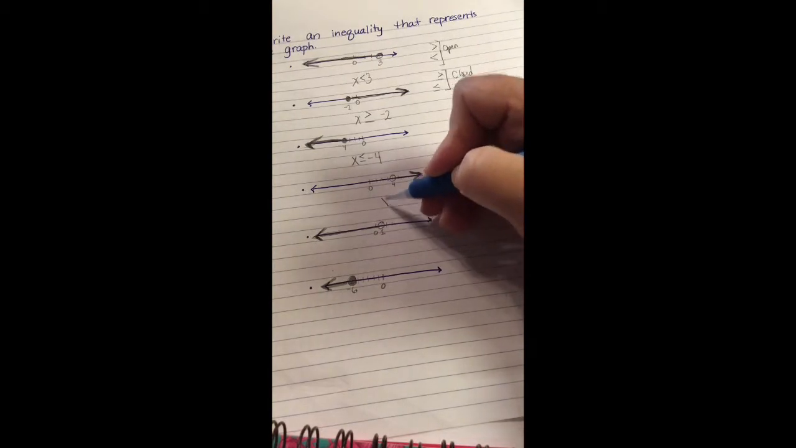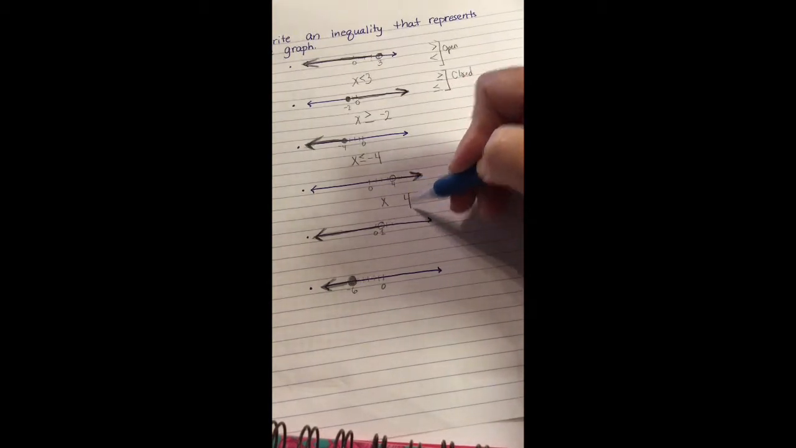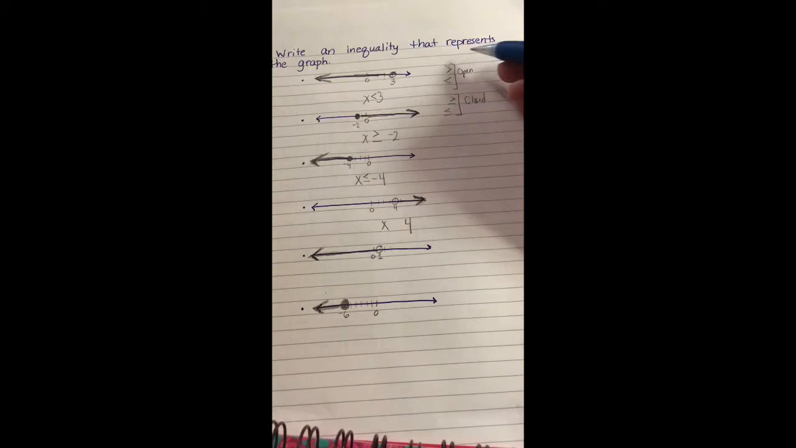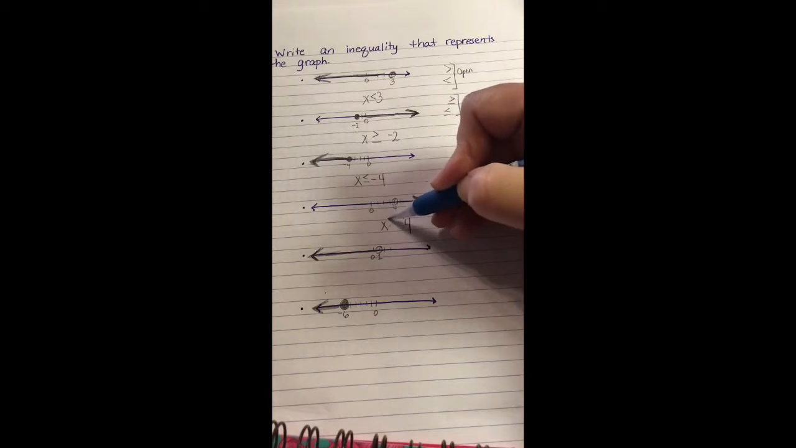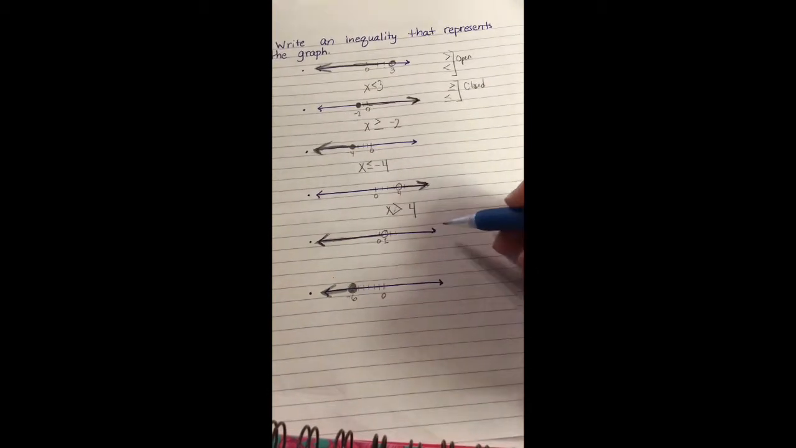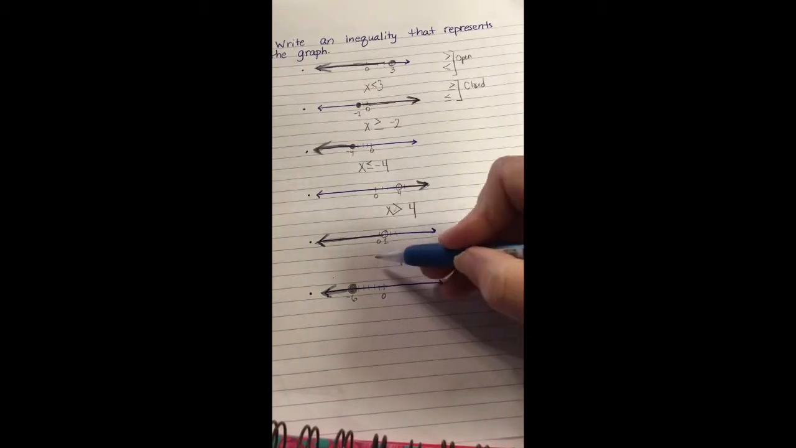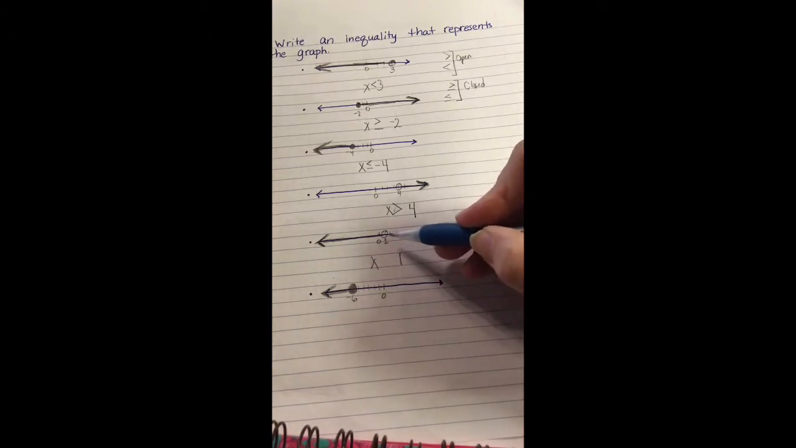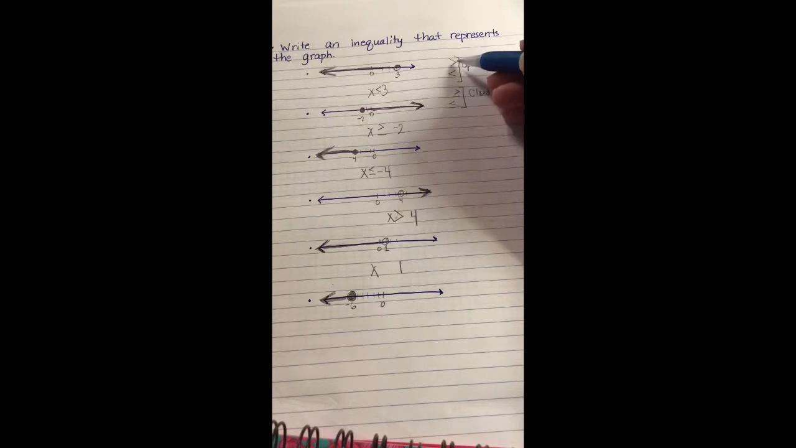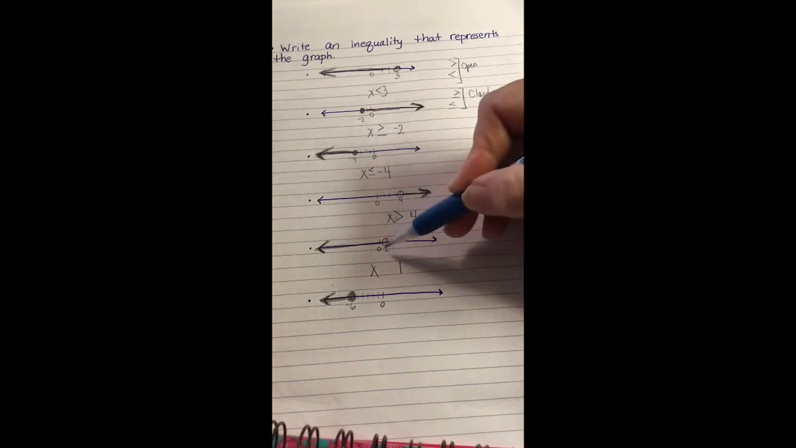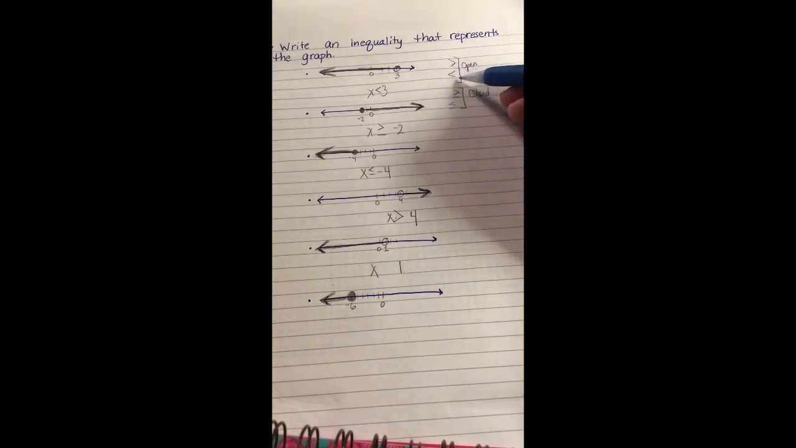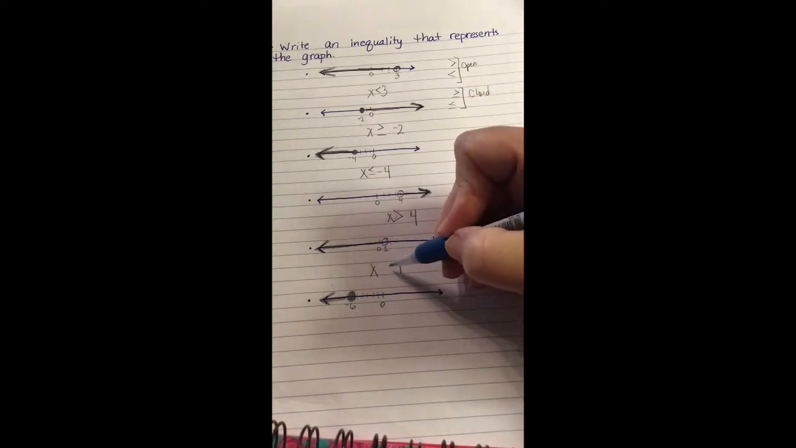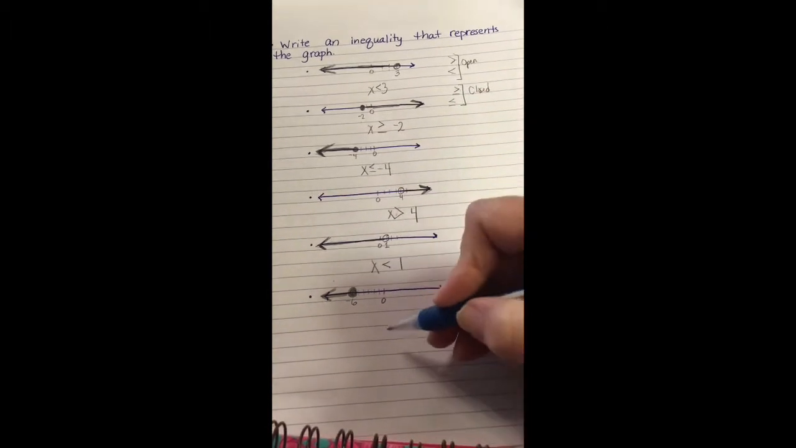For this one, I'm going to put my variable and my number. And then I know I'm going to have one of these two. Do I have numbers shaded greater than 4 or less than 4? Hopefully you see greater than 4. Next I have 1. I have an open circle, so it's one of these two. Do I have numbers shaded greater than 1 or less than 1? Hopefully you see less than 1.